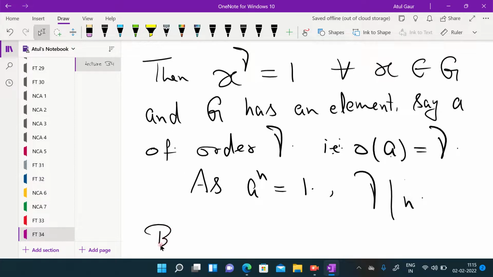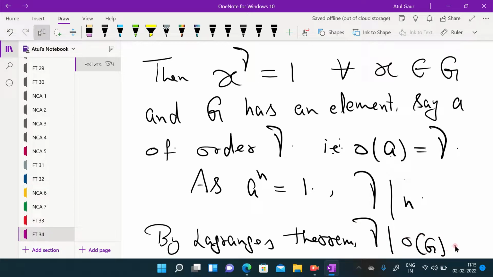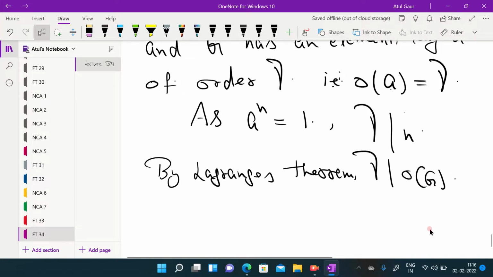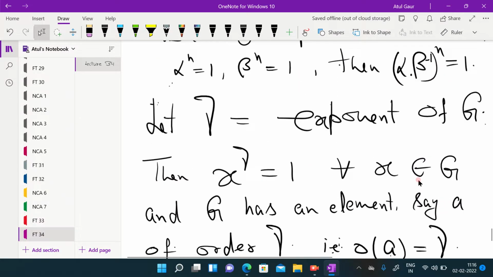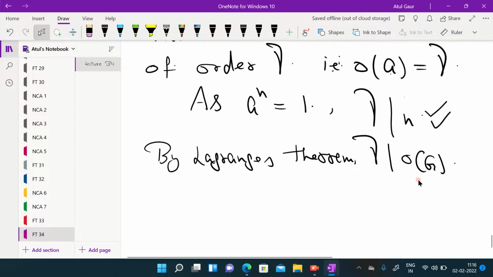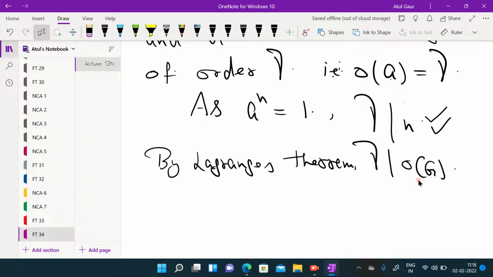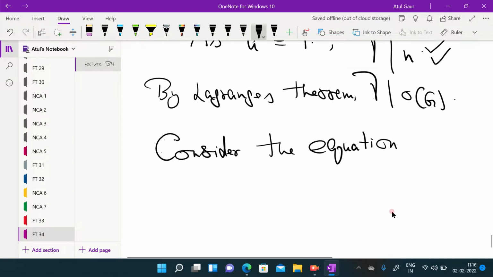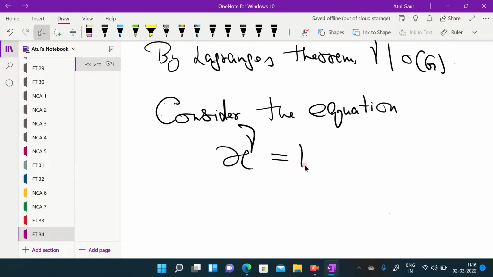So gamma will divide the order of G as well. So basically what I will show is that the order of G is gamma. That's what I will show. So gamma divides n. So gamma is the order of G, and order of G divides n. So this will complete the proof. All right. So now you have two things. One, gamma divides n. Number two, gamma divides the order of G. So what you do, consider the equation x^gamma equals 1 over F.